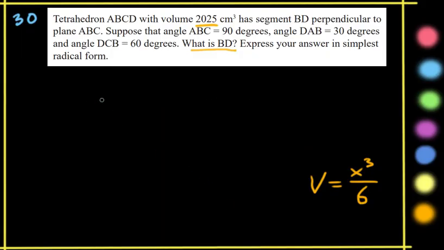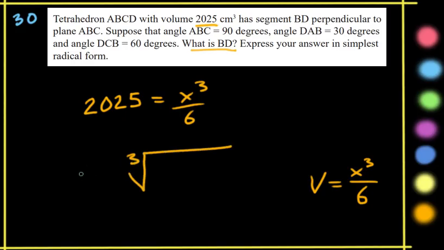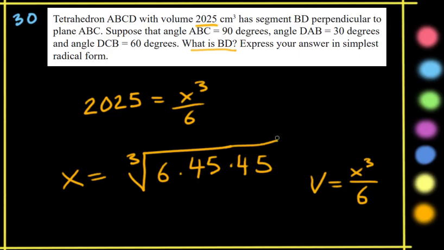And we know that the volume is 2025. So that's equal to x cubed over 6. We can multiply each side by 6 and take the cube root. So that would give us that x is equal to the cube root of 6 times 2025. I'm going to write that as 45 times 45 so that I can start trying to take some factors out of this. So there's a 3 in here, there's a 3 in here, there's a 3 in here, so we can take that out. We get 3 times the cube root of 2 times 15 times 15.